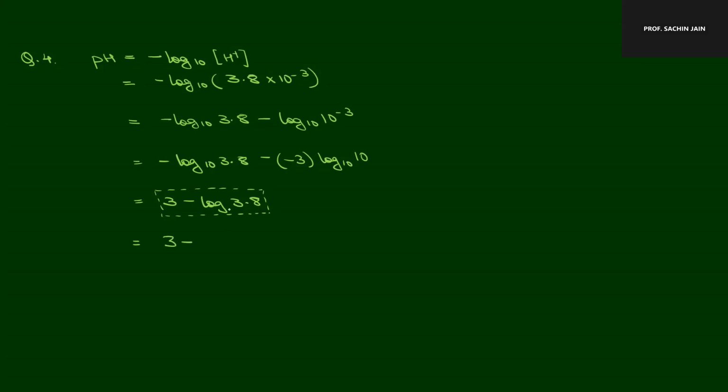So log of 3.8 to the base 10 will be 0.38 का जीरो log देखो, 38 के जीरो में can I get the value please? 5798. and when you subtract, शॉर्टकट बताया आपको, लास्ट वाले डिजिट को 10 से बाकी सबको 9 से, तो you will get the answer as 2.4202. that's your pH of the soft drink.